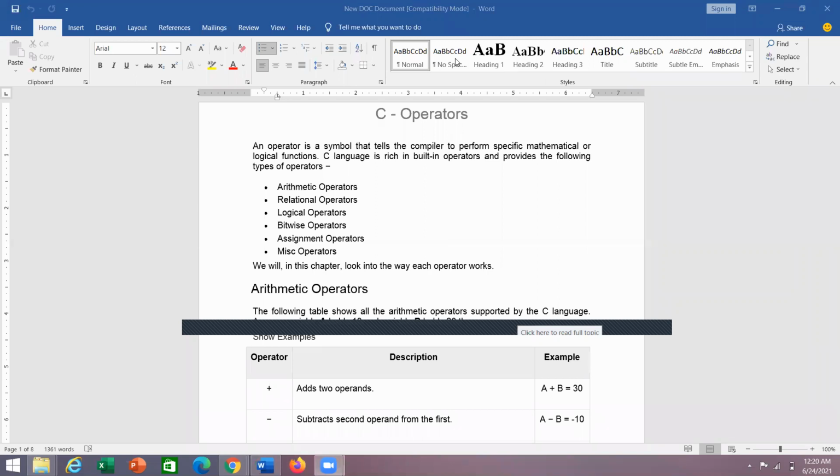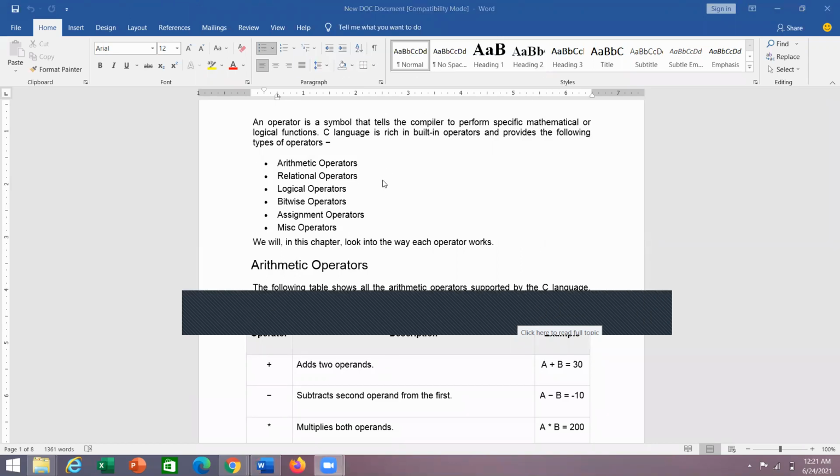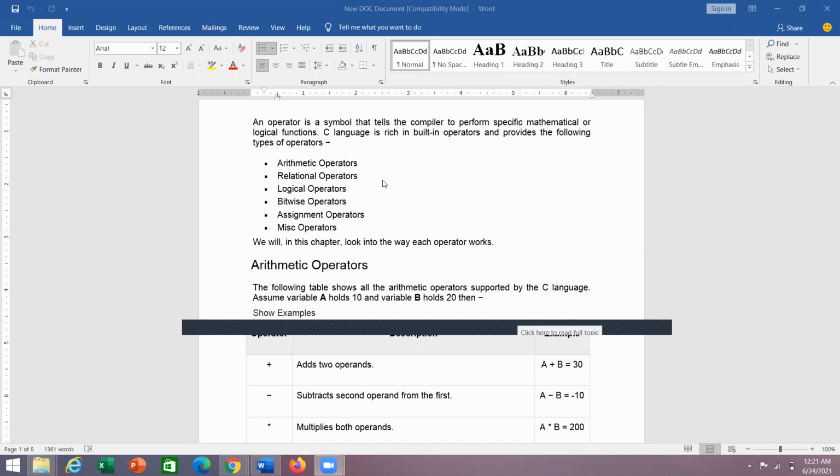Already we know what a variable is and how we can declare a variable. A variable is nothing but a named storage location that we can use to store some value. How can we declare a variable? We declare a variable with a data type. That may be an integer, a float, a long, or a character.